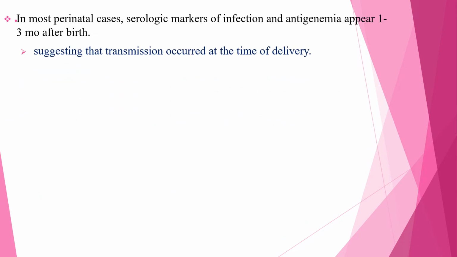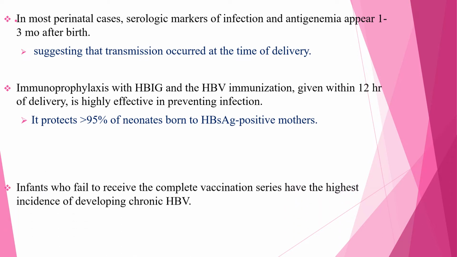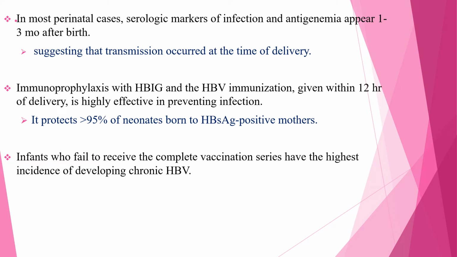In most perinatal cases, serologic markers of infection and antigenemia appear 1 to 3 months after birth, and this suggests that transmission occurred at the time of delivery. Immunoprophylaxis with hepatitis B immunoglobulin and hepatitis B vaccine given within 12 hours of delivery is highly effective in preventing infection, and it protects more than 95% of neonates born to hepatitis B surface antigen positive mothers. Infants who fail to receive the complete vaccination series have the highest incidence of developing chronic hepatitis B virus.